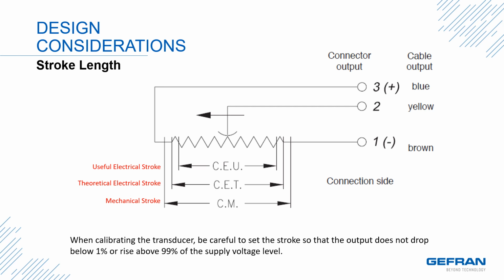In this representation, you will see how the different stroke lengths are related. The useful electrical stroke is fully inside the theoretical electrical stroke to eliminate the tiny nonlinear regions. Best practice when calibrating the transducer is to be careful to set the stroke so that the output does not drop below 1% or rise above 99% of the supply voltage. This will ensure you stay in the linear range. It also defines a voltage slightly higher than 0 to represent a measurement of 0 length. In this way, the control system can determine the difference between a measurement of 0 and a loss of signal.